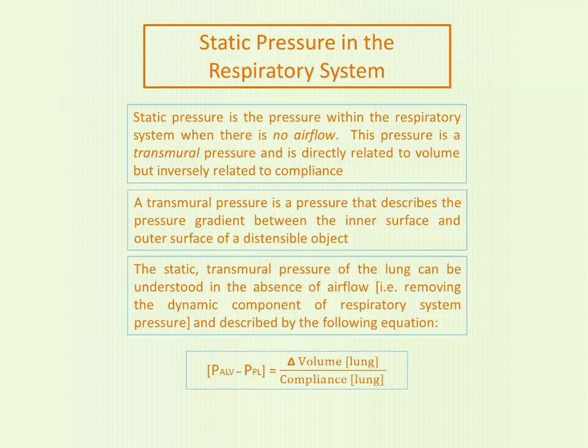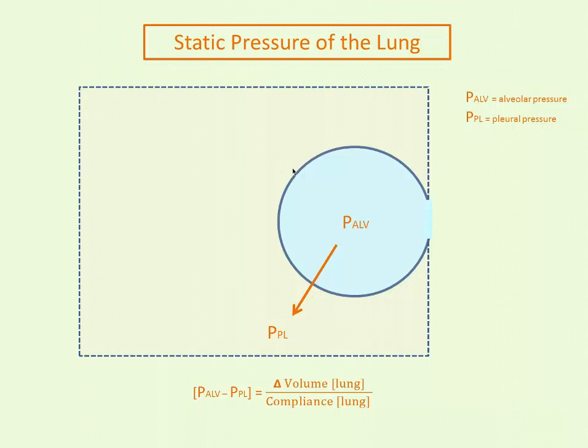And it's described by this equation with which most of us are quite familiar, and this is, again, a rearrangement of the compliance equation. So this is the alveolar pressure less the pleural pressure. This is the transmural or distending pressure, and it is equal to the change in the volume of the distensible object over the compliance of the distensible object. Again, this is a static pressure. There is no airflow.